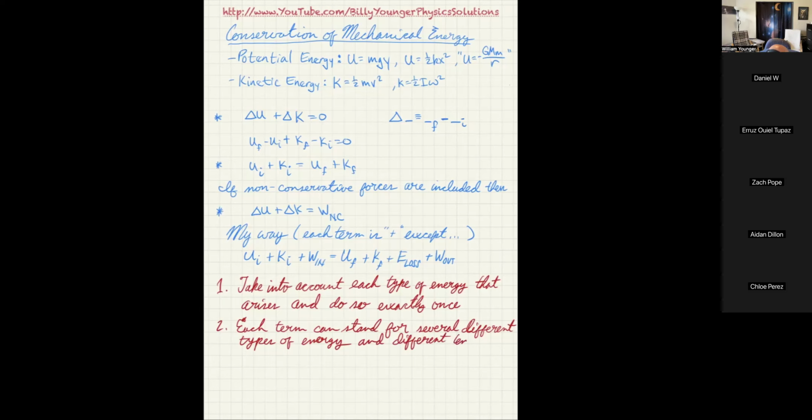terms. In other words, I'm trying to say here that even though I have U initial, that U initial could be represented by 1/2 kx squared and mgy. So having it be one term in my equation doesn't mean that it's exactly one term. That one term could represent three different ones. So hopefully that gives you some sense of what I'm talking about.